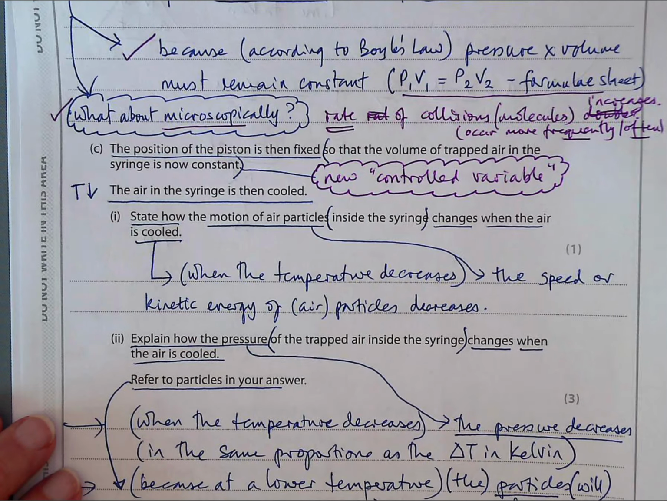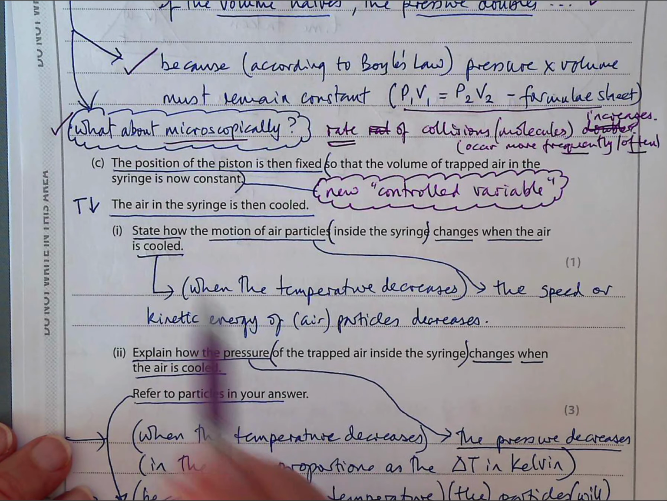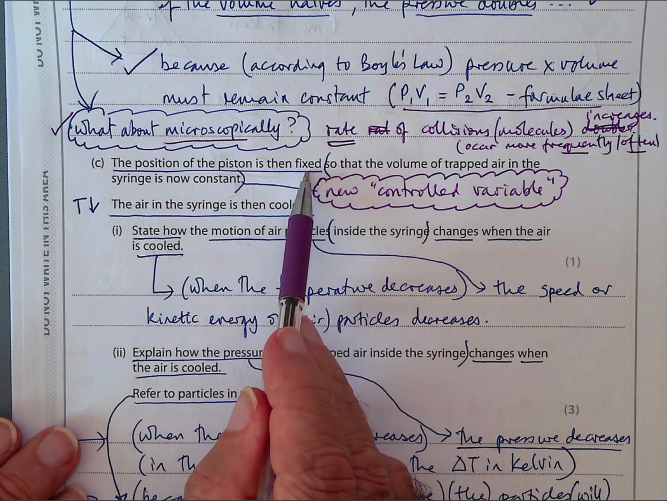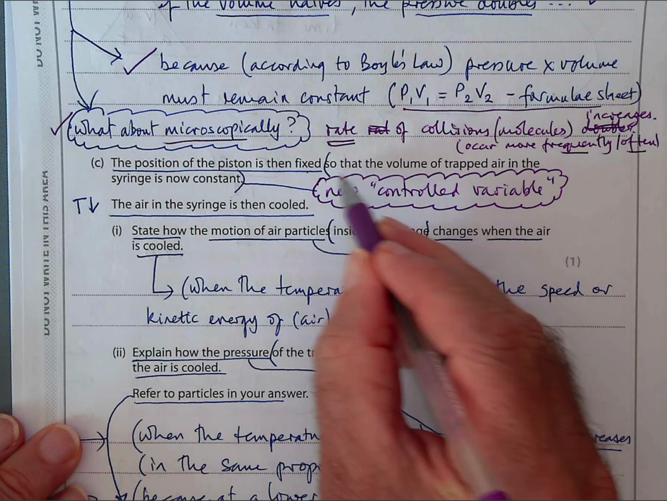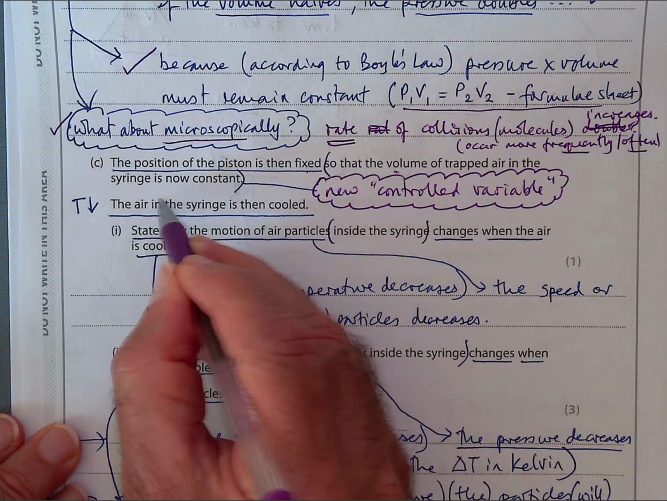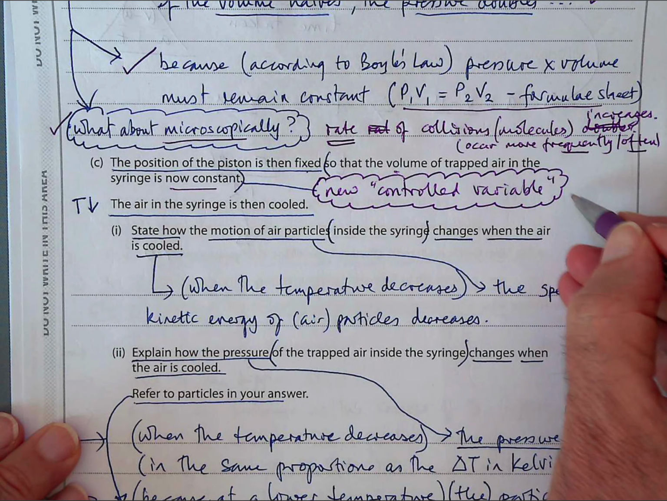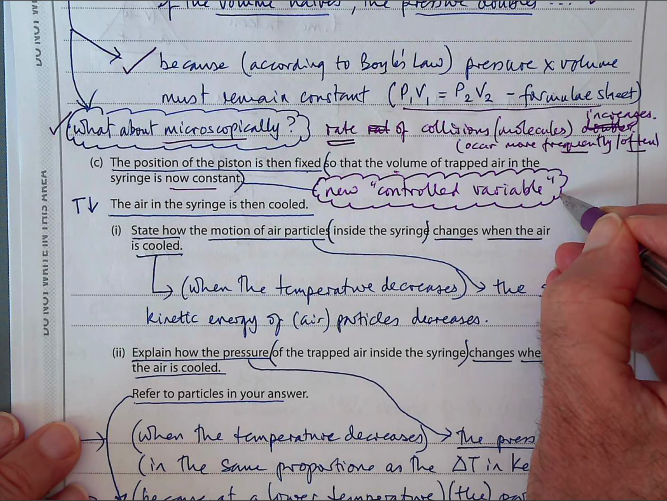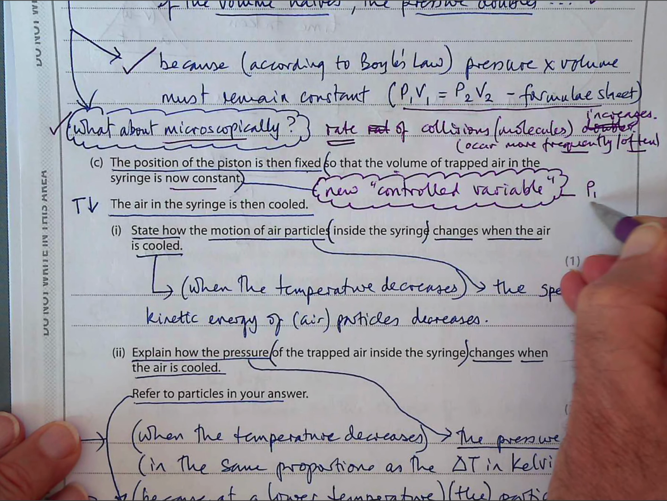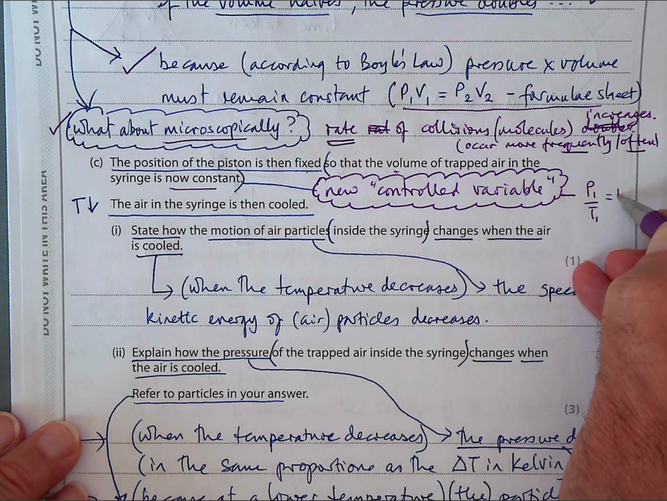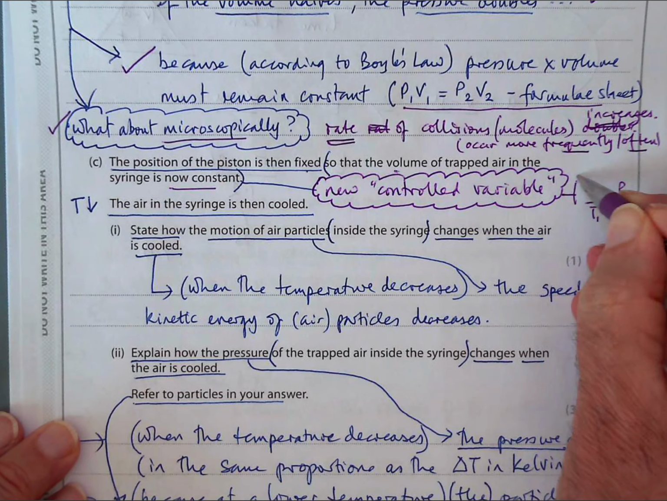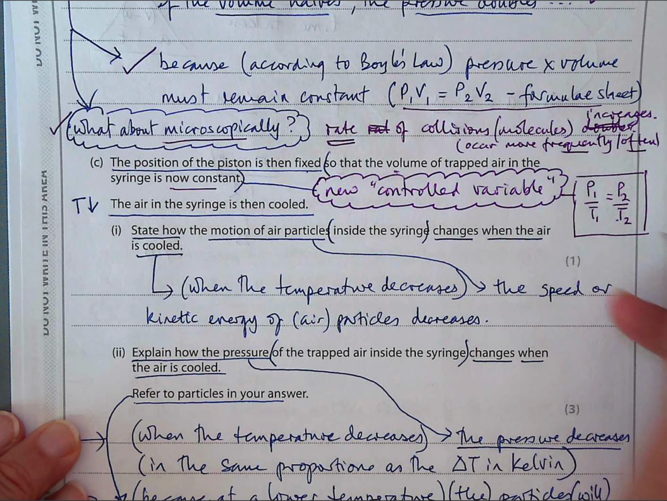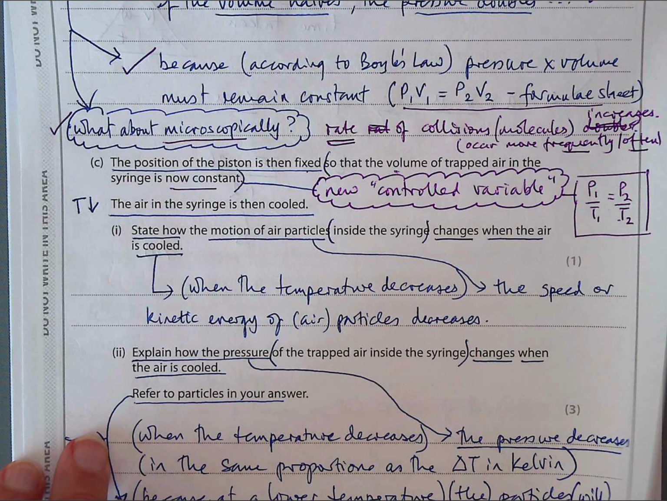Then it says the position of the piston is then fixed. Yes, now the volume is kept constant, so new control variable. So the volume is now constant, so that's the new control variable. So this is the second equation, where P1 over T1 is now equal to P2 over T2. And this is called the pressure law, which I showed you on the formula sheet. Okay?